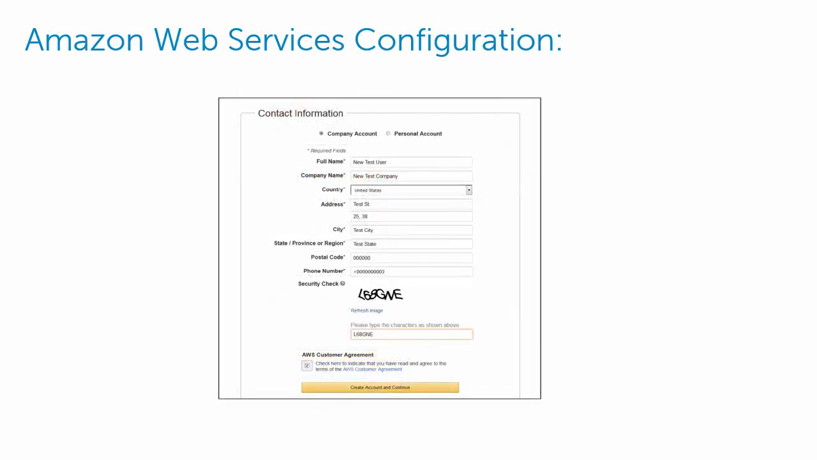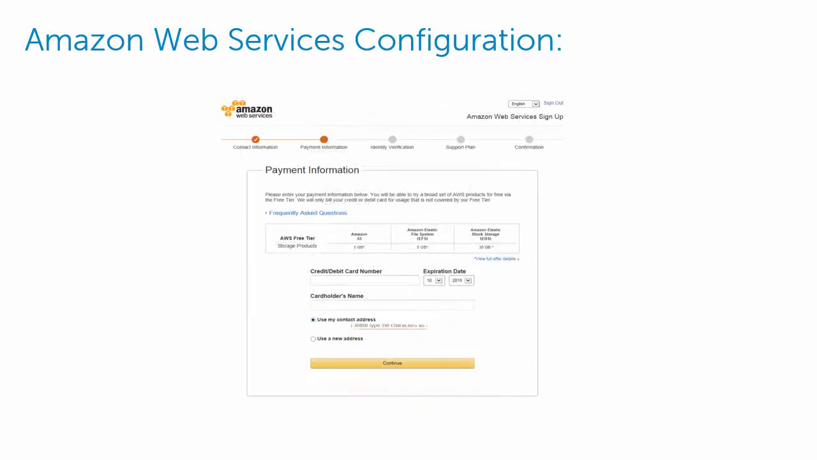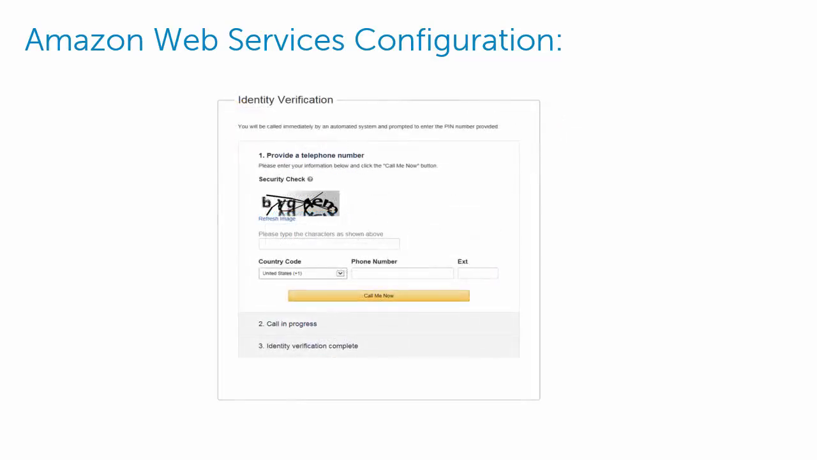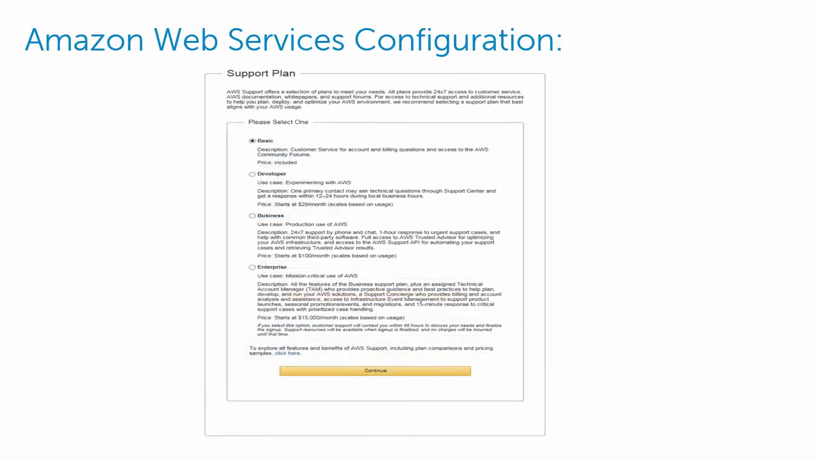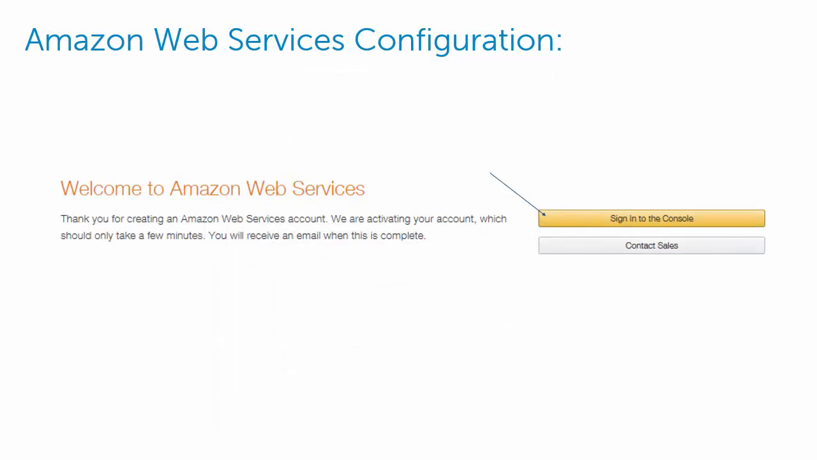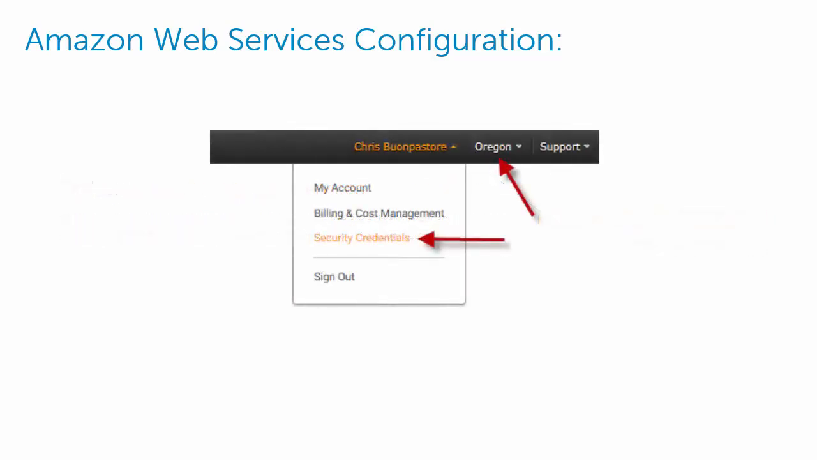The next screen will require you to provide your contact information. Next will be the payment information screen, then identity verification, support plan options. Once the account setup is complete, you will be asked to sign in to the console. When signed into the console, take note of the location listed next to your account name. You will use this location later in the configuration.